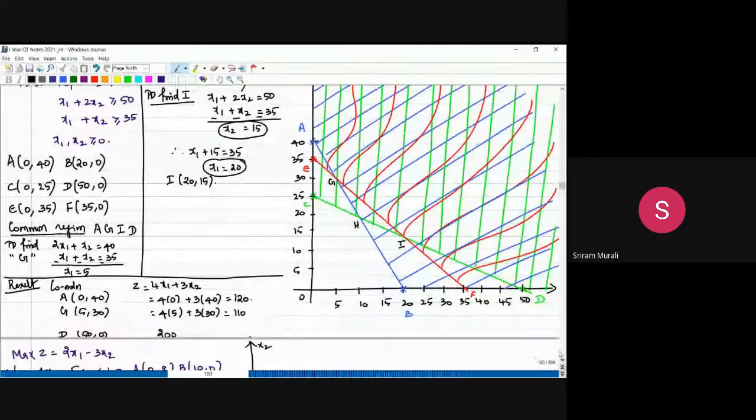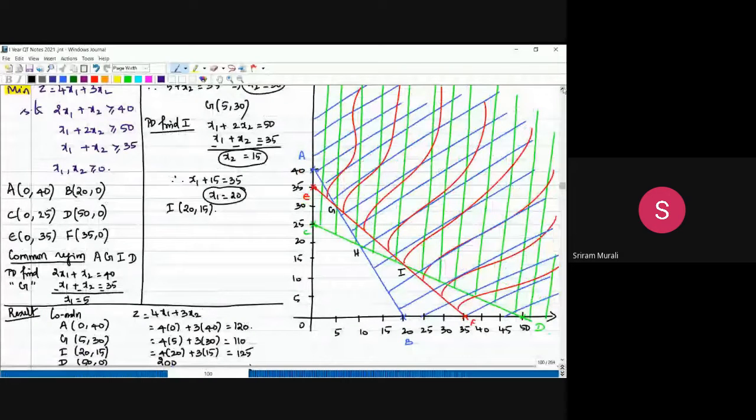At I (20, 15), this is 4 into 20 plus 3 into 15, 45 plus 80, 125. Last case is F, which is (50, 0). Where does it attain the minimum? Because the objective of the problem is to minimize this. So Z attains the minimum at this point.